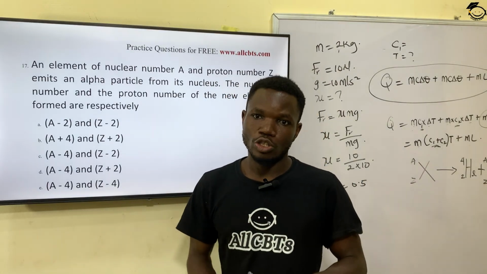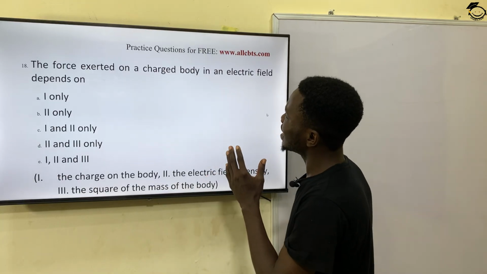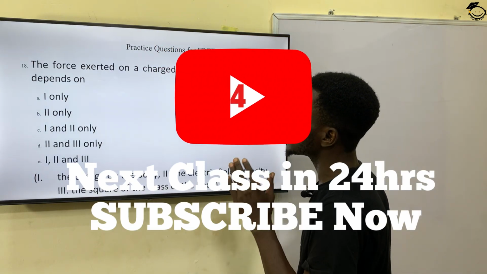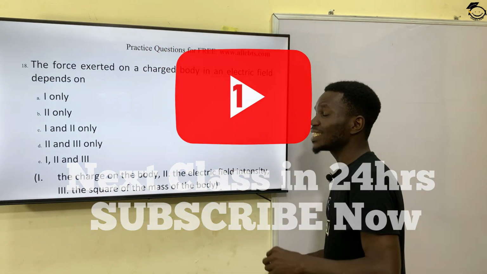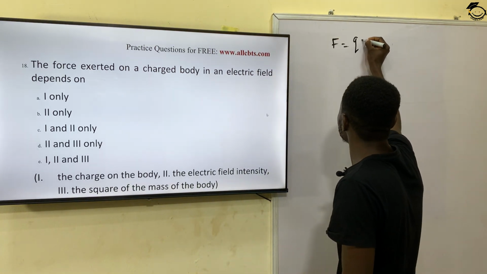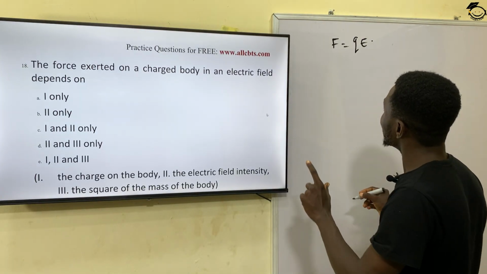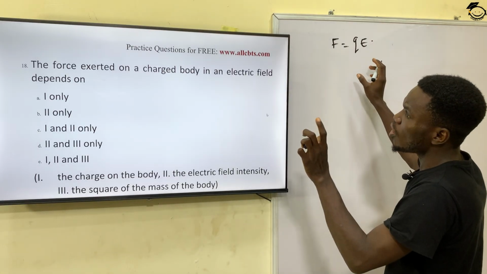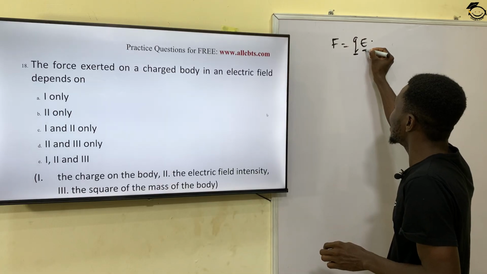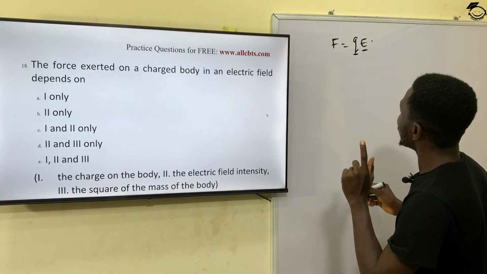Moving on to the next question, it says, the force exerted on an uncharged body in an electric field depends on dash. So in an electric field, we know that the force is equal to QE, meaning that the force exerted depends on the charge, which is Q, and it also depends on the electric field. So it depends on the field and also depends on the charge.